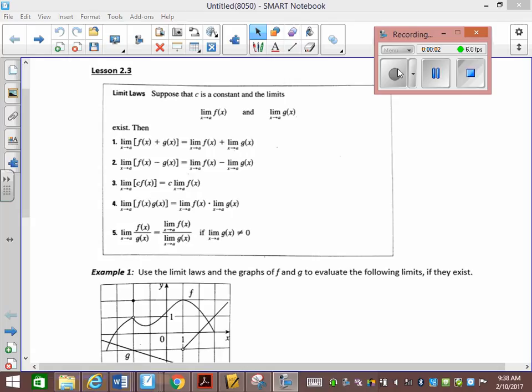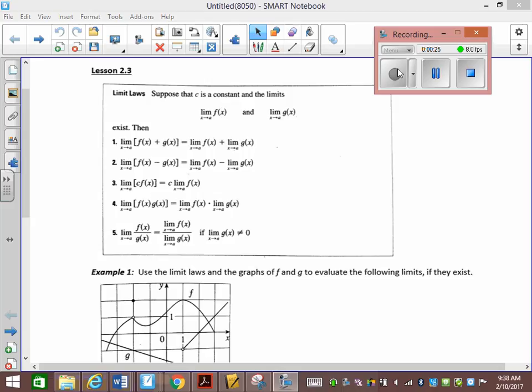2.3 limit laws. Suppose that c is a constant and the limit as x approaches a of f of x and the limit as x approaches a of g of x exist. Then, if you have two limits that are in brackets together, you can rewrite them as added out, just like function notation, right? Just like when we did operations of functions in 30-1, same thing. So if you have addition together, you can write them out separately. If you have subtraction together, you can write them out separately.